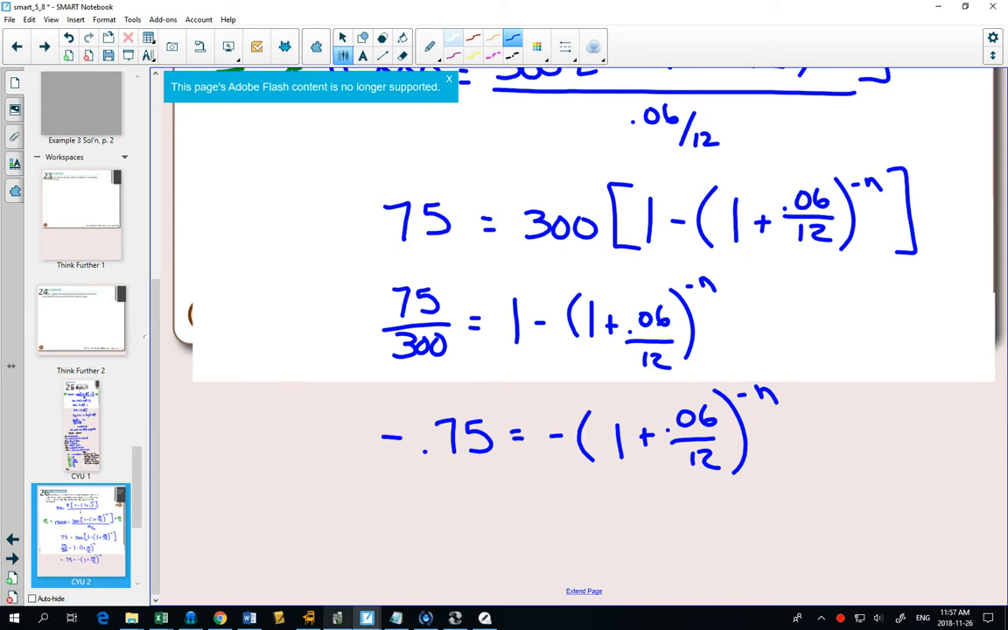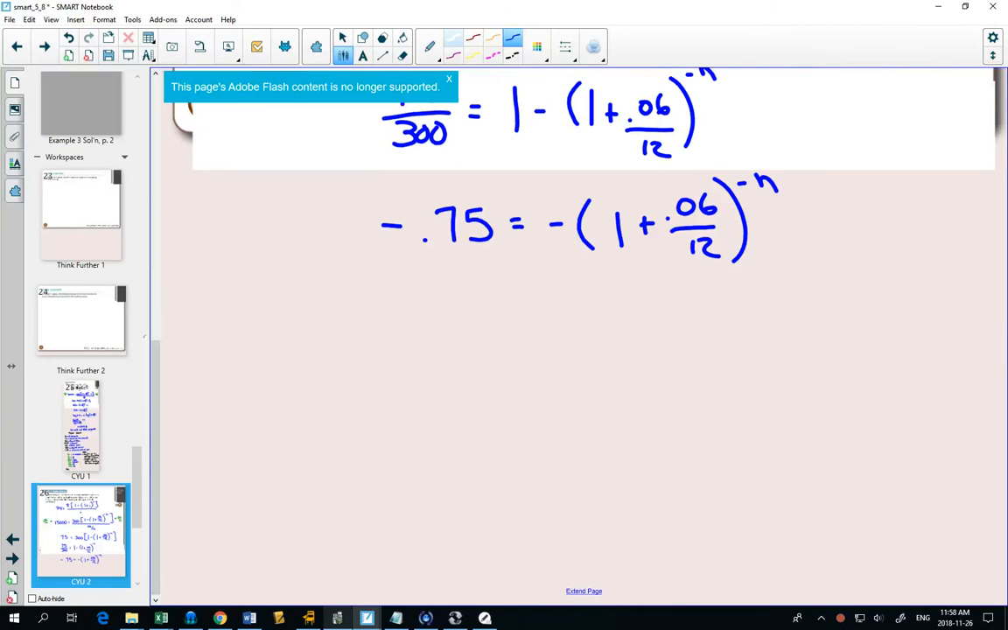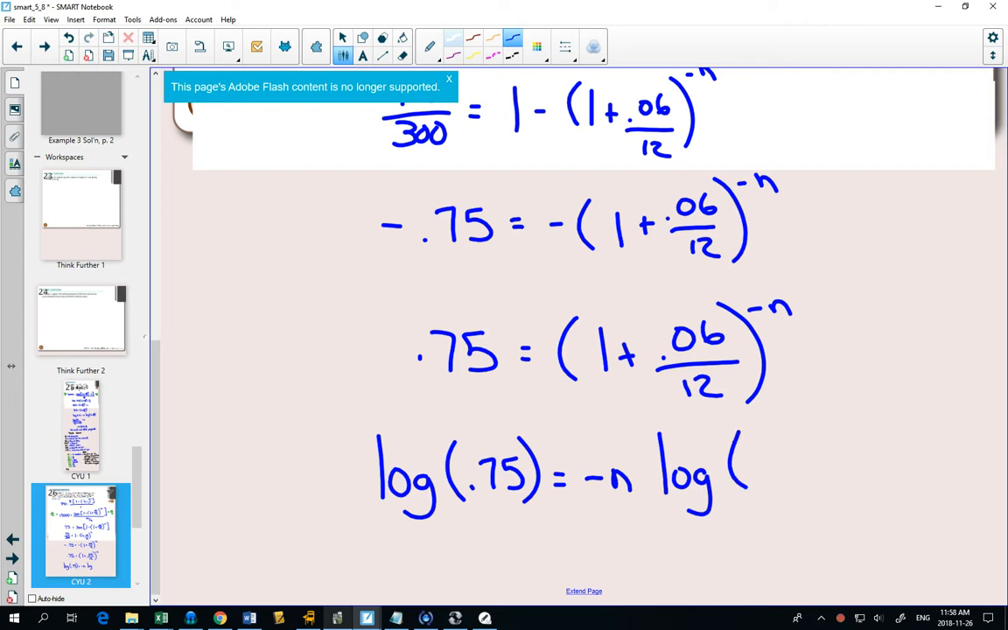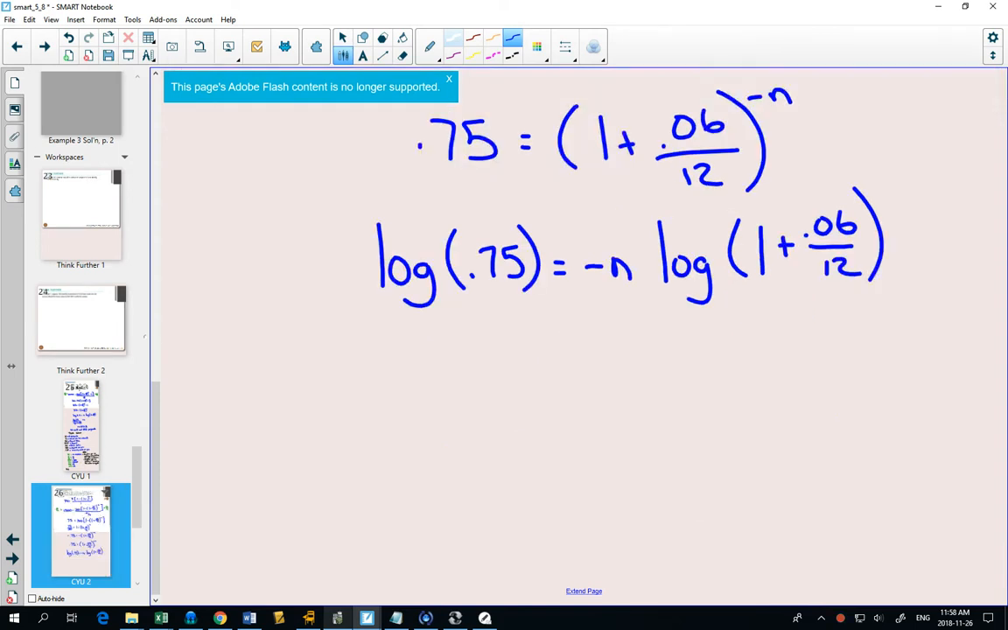And so to get the power all by itself at this time, I'm going to need to multiply both sides by a negative, which means I'll get positive 0.75, and I've got my power by itself. So we have to do a little bit of algebra to simplify this. Now I can take the log of both sides. So log of 0.75 equals, bring out the exponent, negative n log of 1 plus 0.06 divided by 12. And then we can get n by itself.